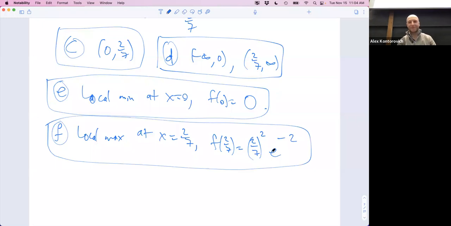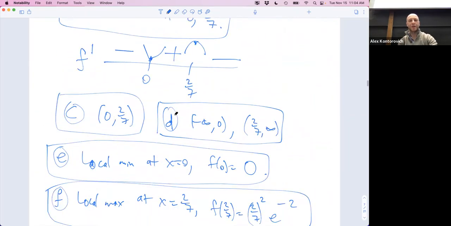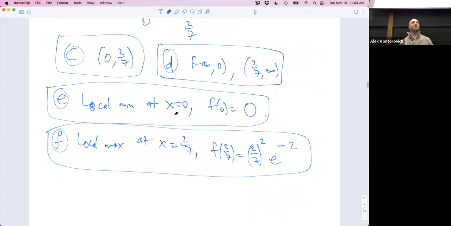Okay. You don't worry about simplifying. It is what it is. Those are the local maxes and mins. We're done. And their locations. Any questions? Next.